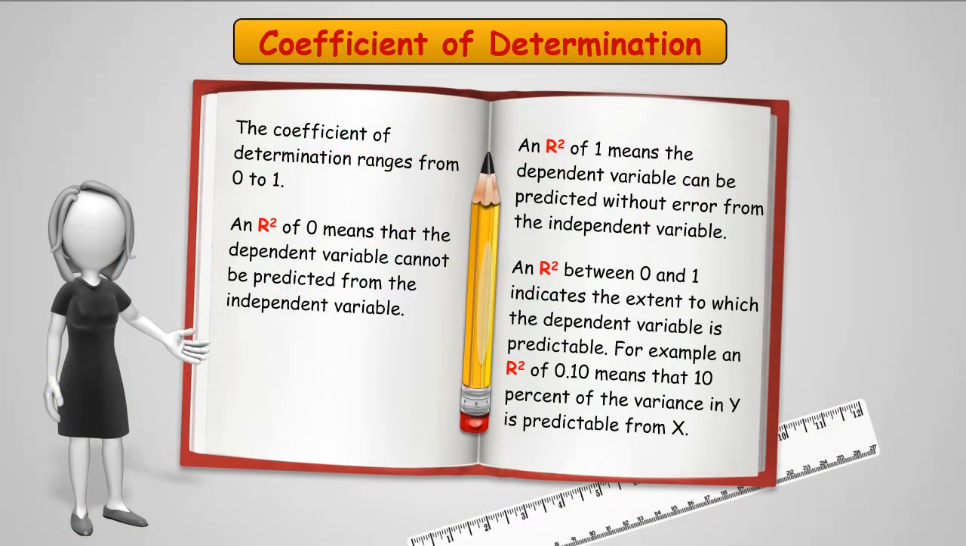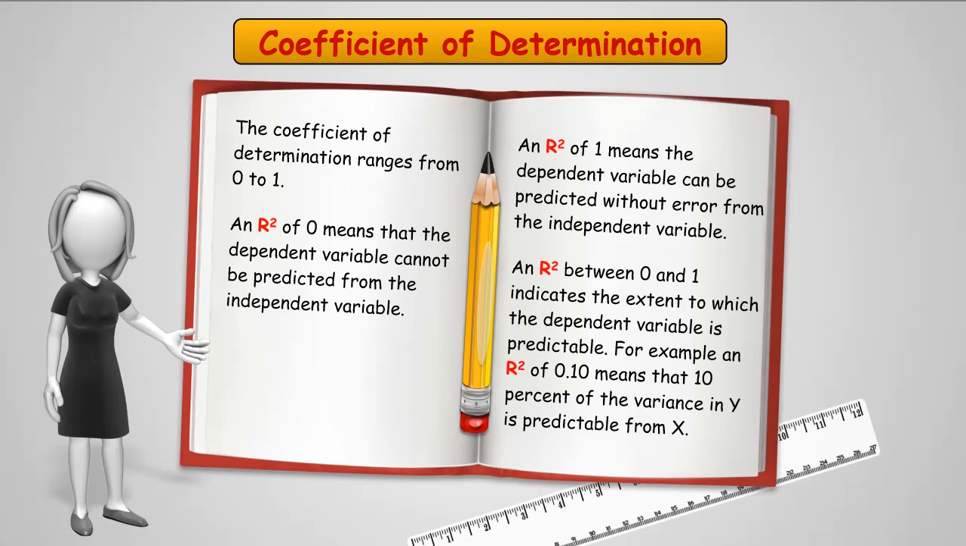The interpretation of R squared is actually fairly simple. It's going to have a value between 0 and 1. An R squared of 0 means that the dependent variable cannot be predicted from the independent variable at all. An R squared of 1 means the dependent variable can be predicted without error from the independent variable. And anywhere in between 0 and 1 indicates the strength to which that prediction can be made.